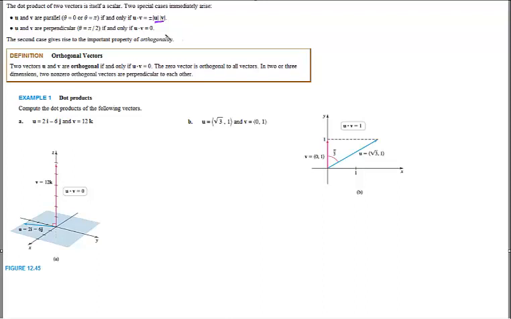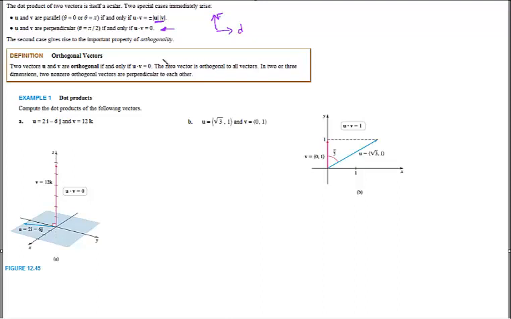However, if they are perpendicular to each other, meaning that we want to know what the work done is, and the force happens to be vertical and the distance happens to be horizontal, there's no work done in that vertical direction. So those dot products are going to be equal to 0, and we're going to define that as orthogonal vectors, meaning that they're totally perpendicular to each other.